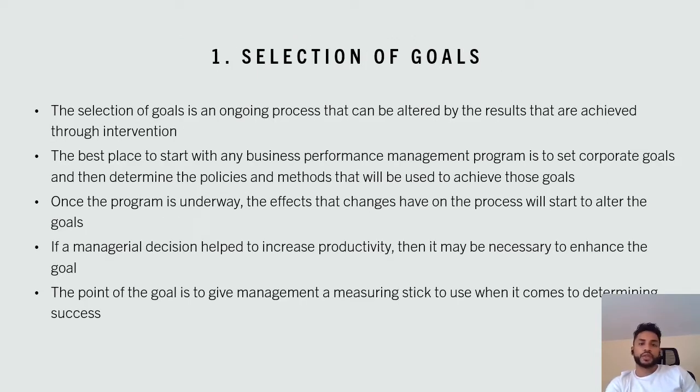So the selection of goals is an ongoing process that can be altered by the results that are achieved through intervention. The best place to start with any business performance management program is to set corporate goals and then determine the policies and methods that will be used to achieve those goals.